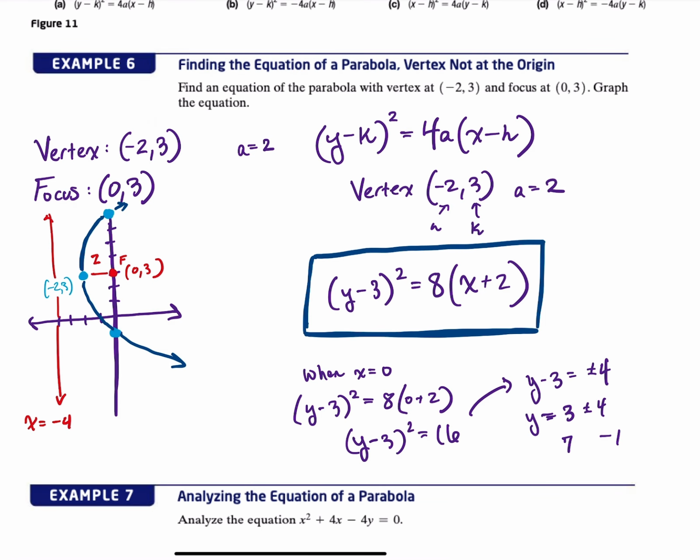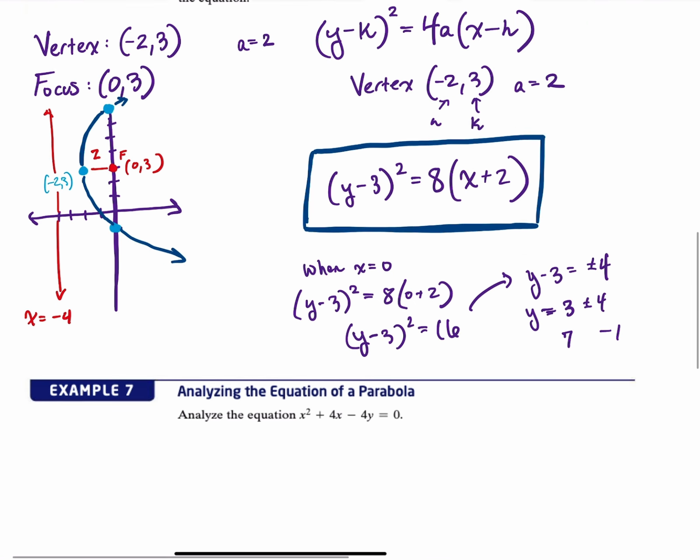So the process is pretty much the same. We just have these new values that need to include our components of the vertex. Technically, we've been working with this where this was just 0 and 0 if the vertex was at the origin. All right, let's see another example here.